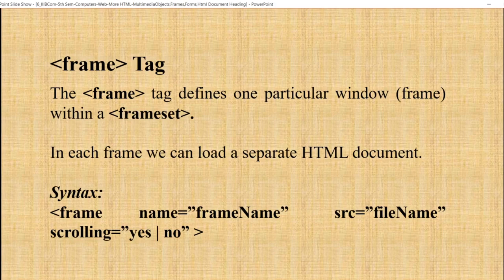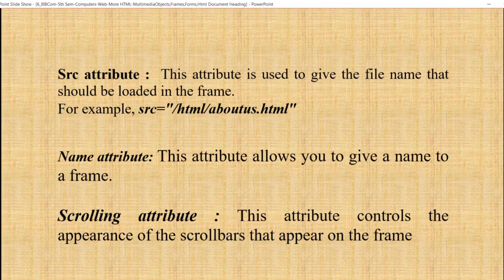Within a frameset, we can specify frame tags. Syntax is frame, name equals frame name, src equals file name, scrolling yes or no. So what is the src attribute? The src attribute is used to give the file name that should be loaded in a frame. Where we load a document in a frame, from where we are getting the document, this is provided with the help of the src attribute.